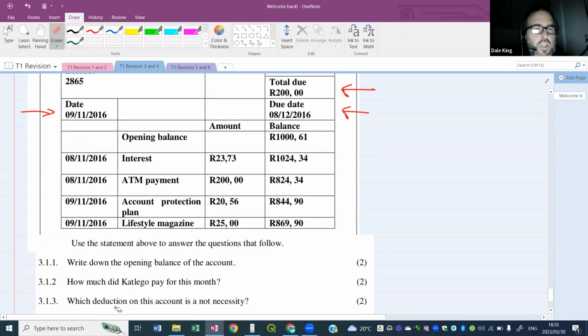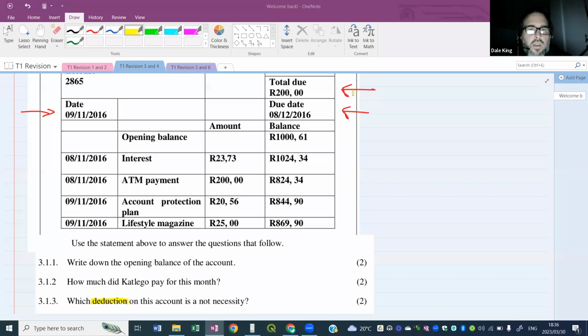Which deduction on this account is not a necessity? Right, let's read the question again. Which deduction, that word deduction, who can tell me what the word deduction means? Which deduction on this account? What does the word deduction mean? If they say deduction, okay, minus. Good, very good, Sakila.